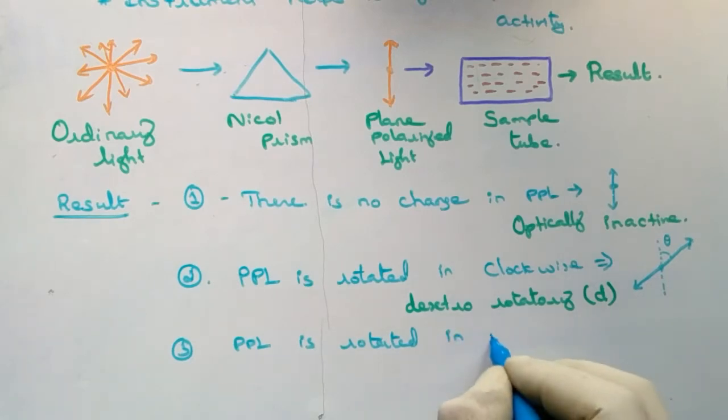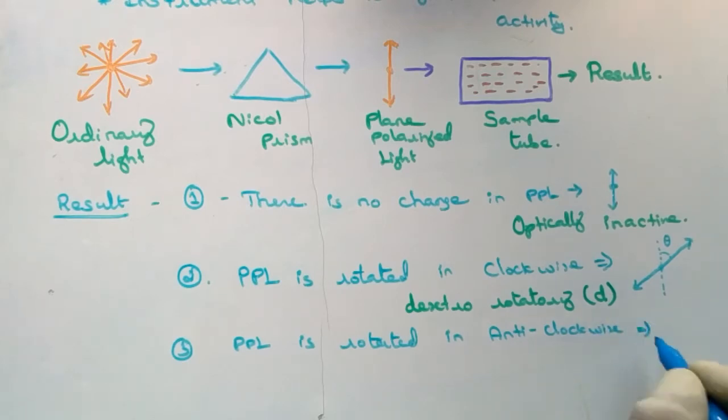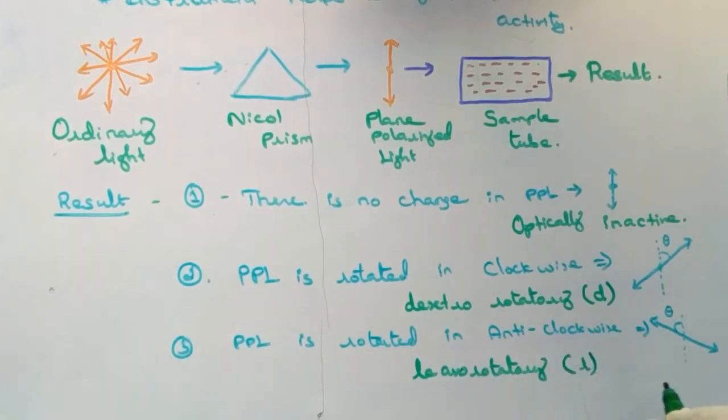If the sample rotates the plane polarized light anti-clockwise, so this is clockwise and this is anti-clockwise. If this is the original line of the plane polarized light, then the light is rotated anti-clockwise. Here the angle is called theta, that is the rotated angle. If the sample rotates the plane polarized light anti-clockwise, then the sample is called levorotatory. Usually it is denoted by small l.